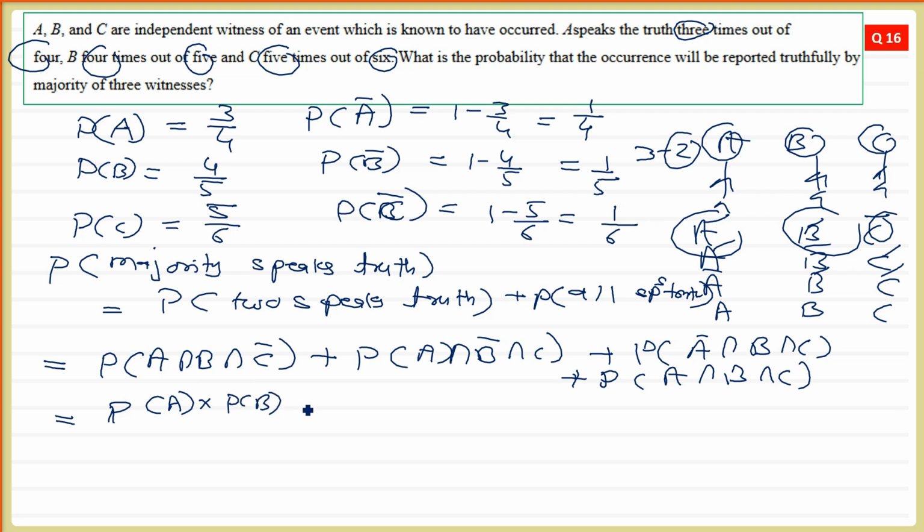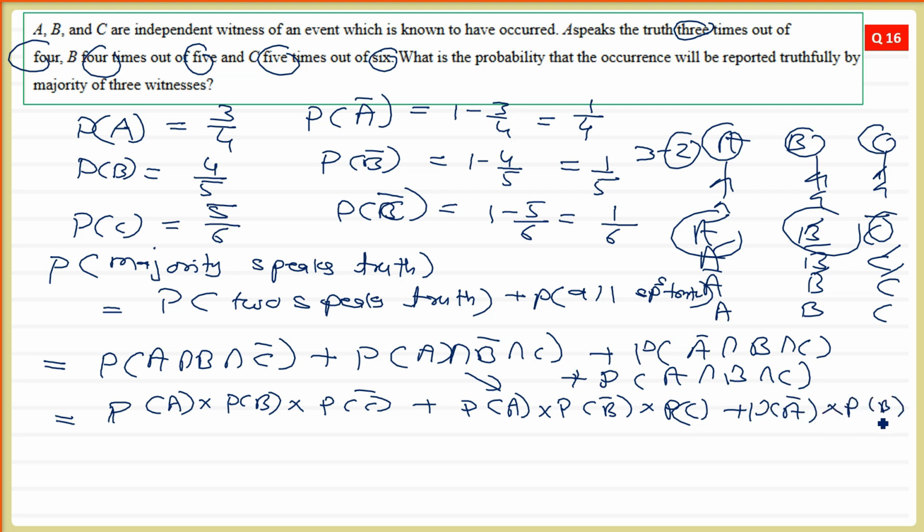And if you remember, we have already computed all these values when we started this question. The second part is PA multiplied by PB bar multiplied by PC. The third term is PA bar, because these are independent events, so PA bar into PB multiplied by PC. The final one will be PA multiplied by PB multiplied by PC. Now all these probabilities have been computed already. Just replace the values here and you'll find the result.